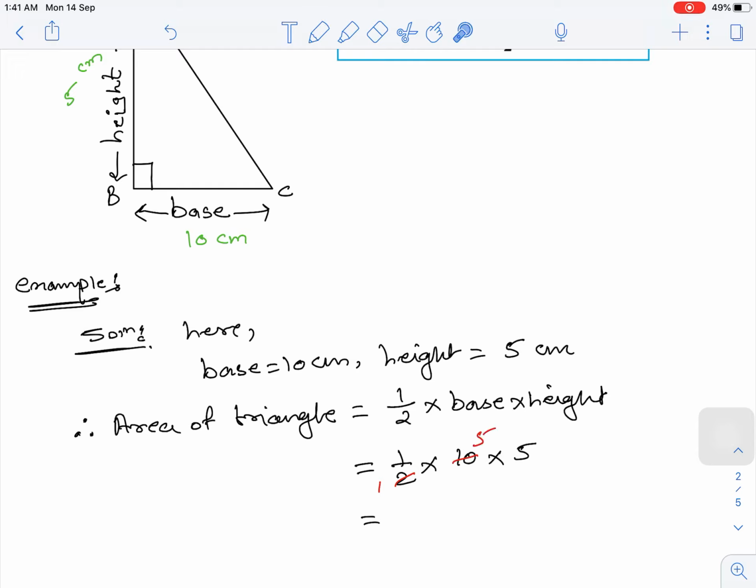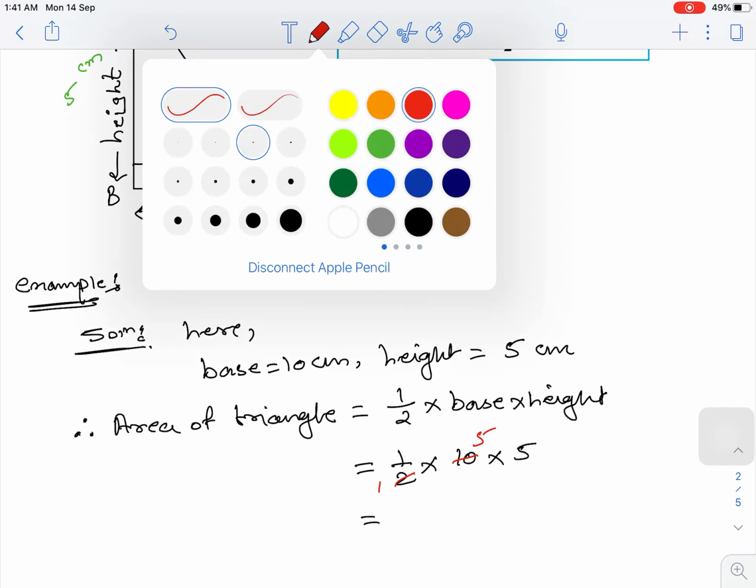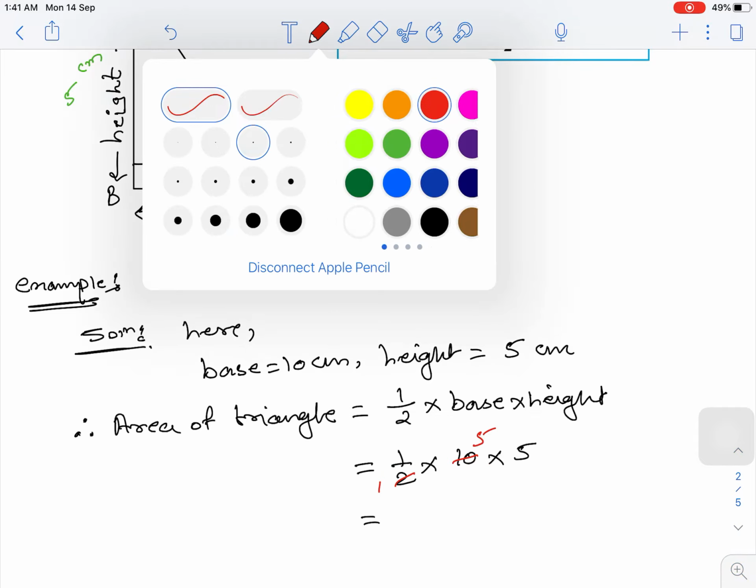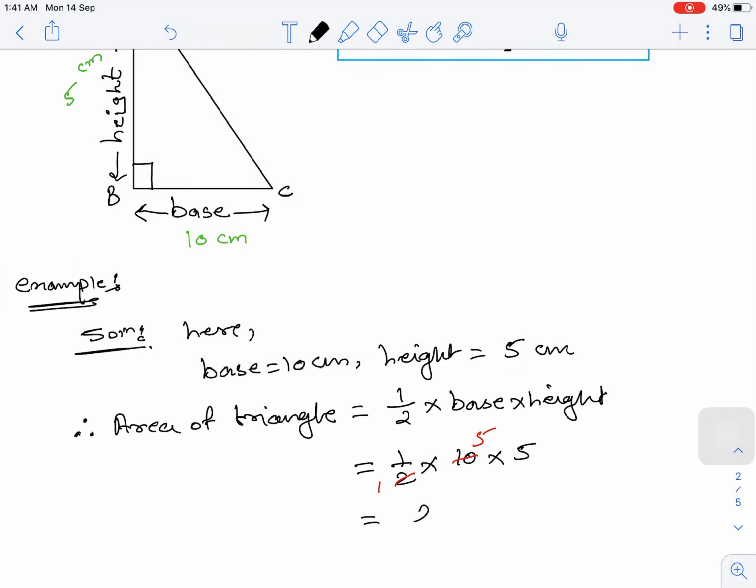Now we have to multiply these remaining numbers. So 5 5s are 25. So our answer will be 25. Now remember that when we are finding area, we are multiplying these two dimensions, so the units will also multiply to each other. So centimeter into centimeter will become centimeter square.